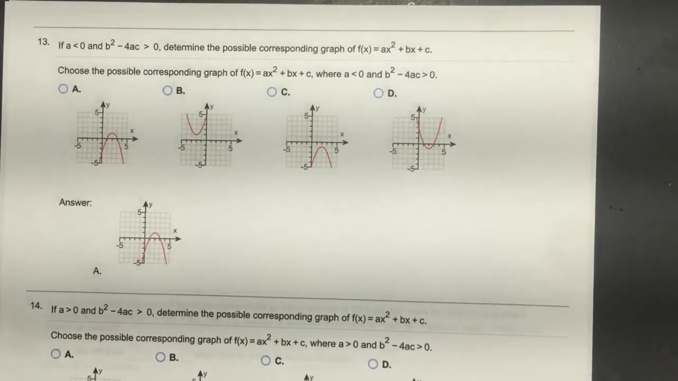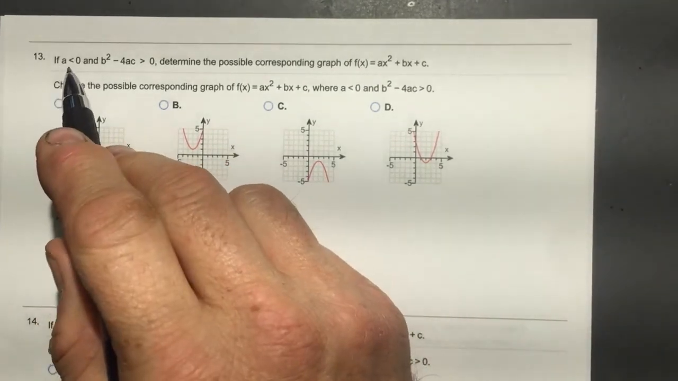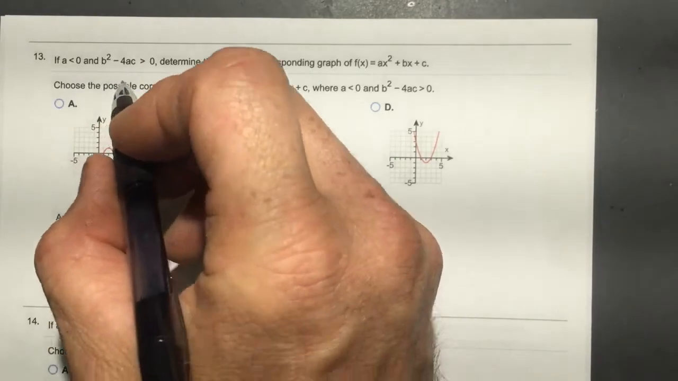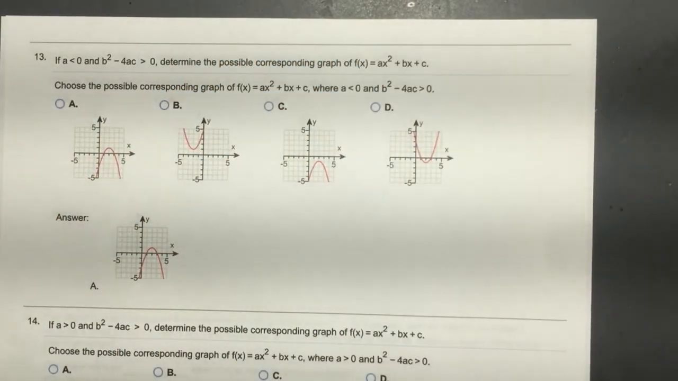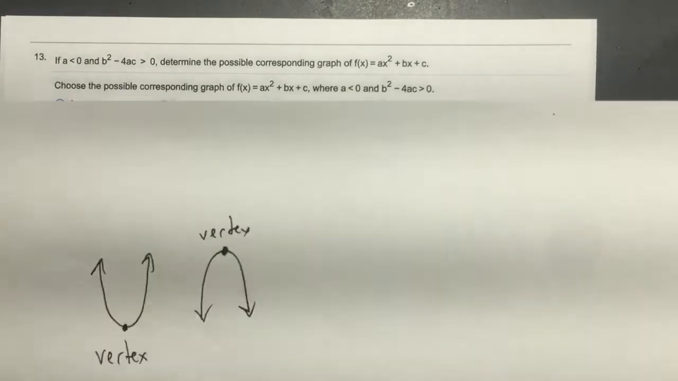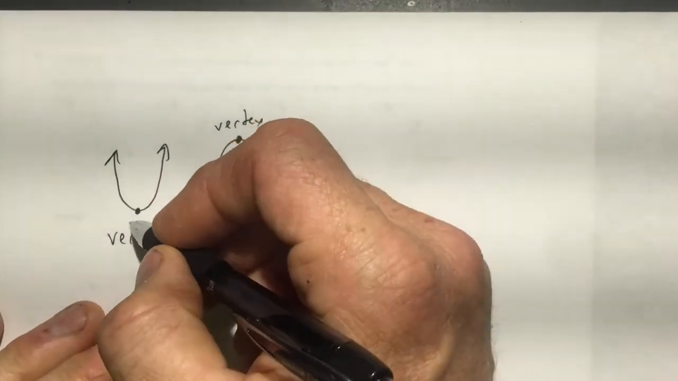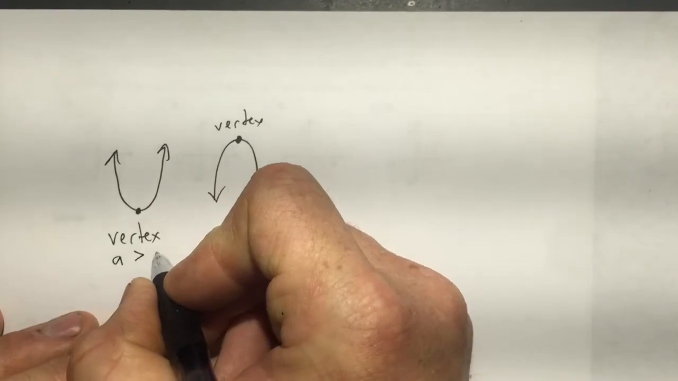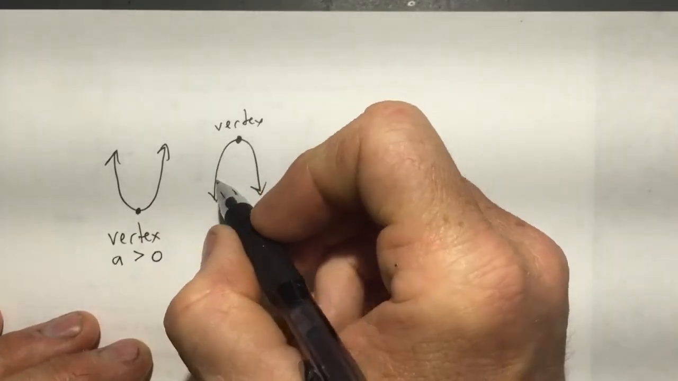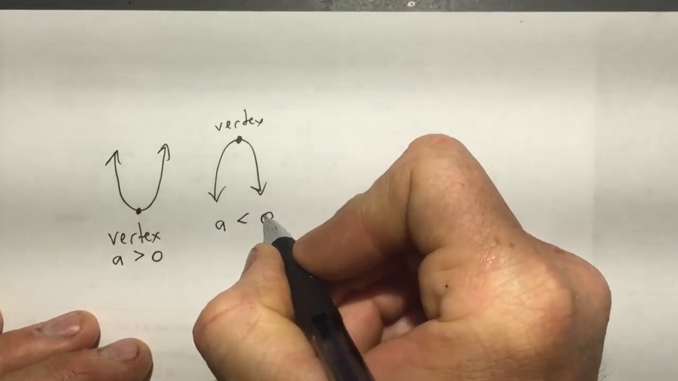All right, now, number 13. A is less than 0, and this b squared minus 4ac is greater than 0. Okay, now let me tell you a couple things about this. When you have your parabola, it opens up right here. That means a is positive, so a is greater than 0. But if it opens down, that means your a is negative, so it means a is less than 0.